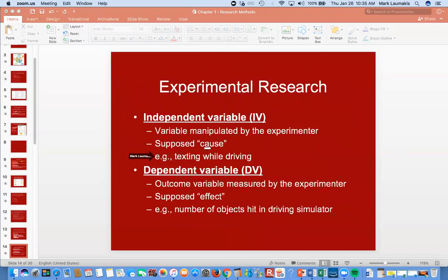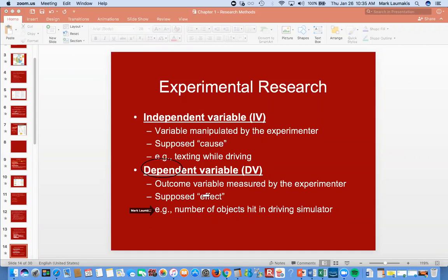Maybe I'm going to do a study where I look at the effect of texting while driving on your driving performance in a driving simulator. I randomly assign you to one of two groups. In group one, you text while driving, and in group two, you don't. The dependent variable, again, the one that depends on what you got with respect to the independent variable, is going to be measured by the experimenter. It's the supposed effect in cause and effect language. So we might operationalize or make measurable the effect of texting while driving on your driving by counting the number of things that you crash into in the driving simulator.